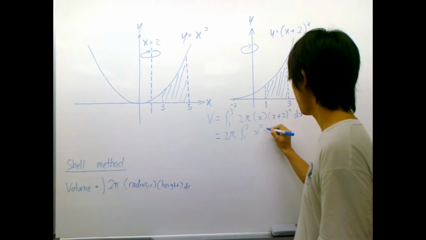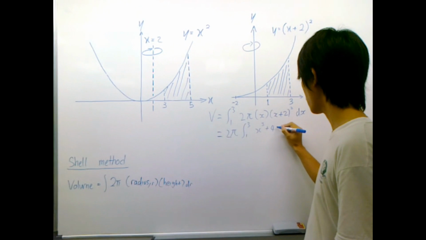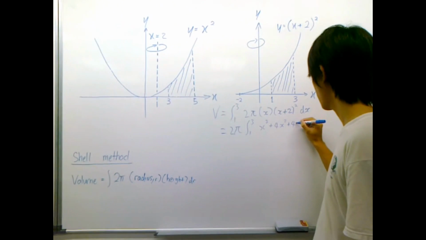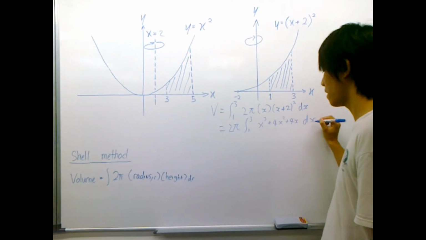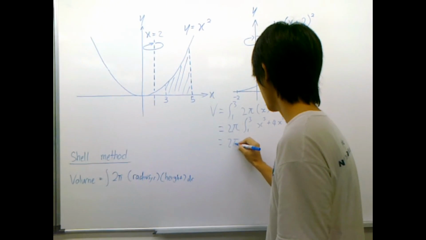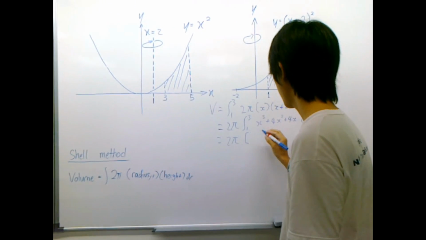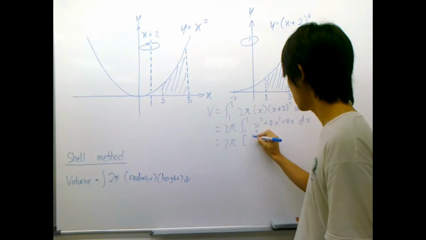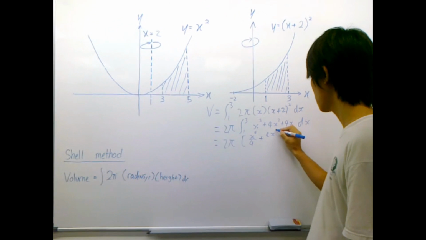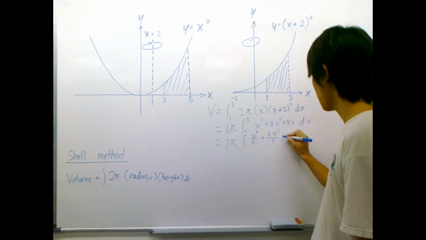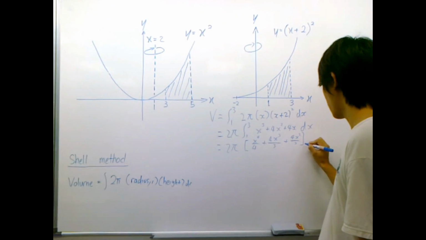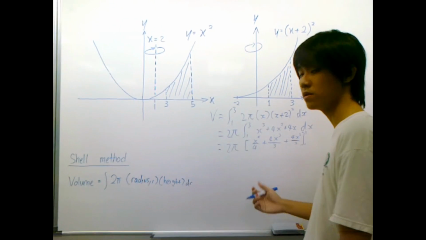x cubed plus 4x squared plus 4x. And now we can just integrate this. x to the power of 4 over 4 plus 4x cubed over 3 plus 4x squared over 2, from 1 to 3. And now we just have to expand this.